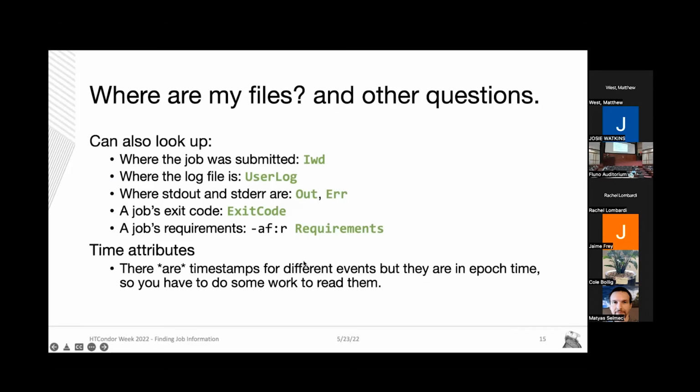This is useful to use another one of those modifiers, because that actually prints out the raw requirements statement if you're using it. I'll add a note: there are timestamp attributes in the submit file, but most of them are in epoch time, which is not super human readable. So that's why I tend to lean on some of the other commands I showed earlier to see how long my job is running or how long it ran.